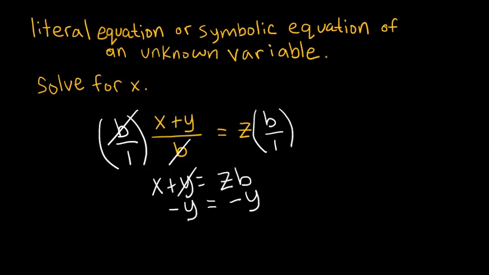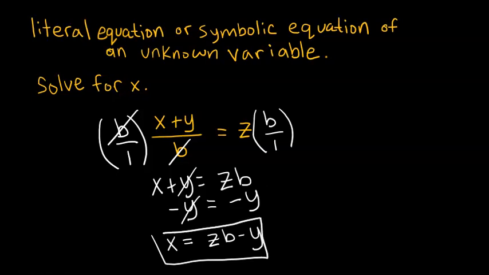On the left side, the y's disappear because y minus y is 0. It's just like 1 minus 1 or 8 minus 8. It equals 0. So then I'm left with x equals zb minus y. So this is the answer right here.